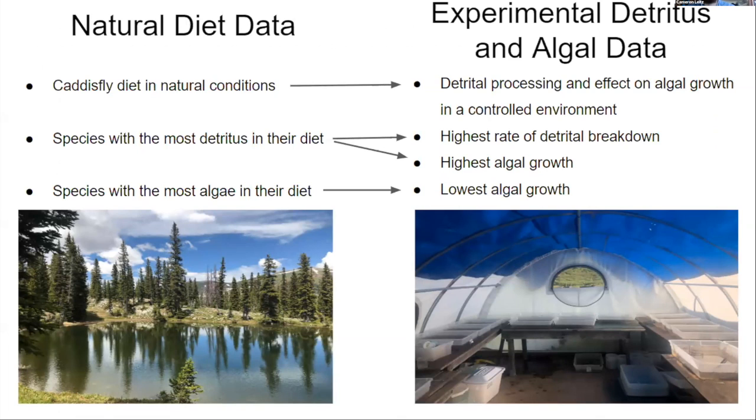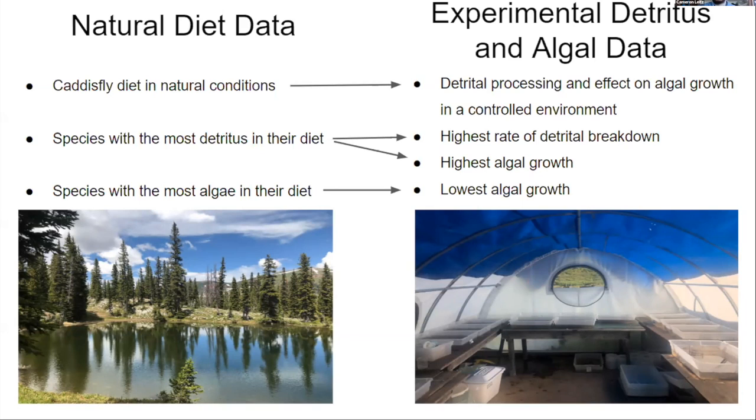To go into a little bit about the purpose, our general goal was to examine caddisfly diet in natural conditions and see how it corresponds to their detrital processing and their effect on algal growth in a controlled environment. By measuring caddisfly diet in natural conditions, we collected data on their percentages of coarse detritus, fine detritus, algae, and invertebrates in their diet. And then we were able to link this back to their rate of detrital breakdown and their effect on algal growth that you could see in a controlled environment.